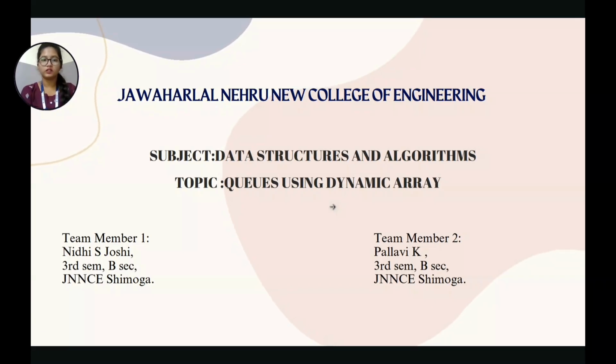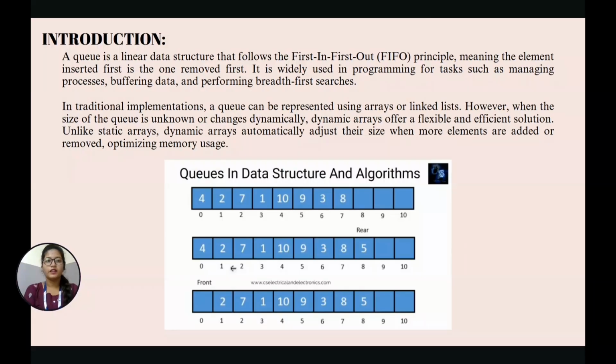Today I'm going to discuss the subject data structures and applications, and the topic is queues and dynamic data. It is very essential for all of us to know what a queue is. A queue is a linear data structure that follows the first in, first out, that is FIFO, principle. The meaning is the element that is inserted first will be removed first. It is widely used in programming for tasks such as managing processes, buffering data, and performing breadth first searches.